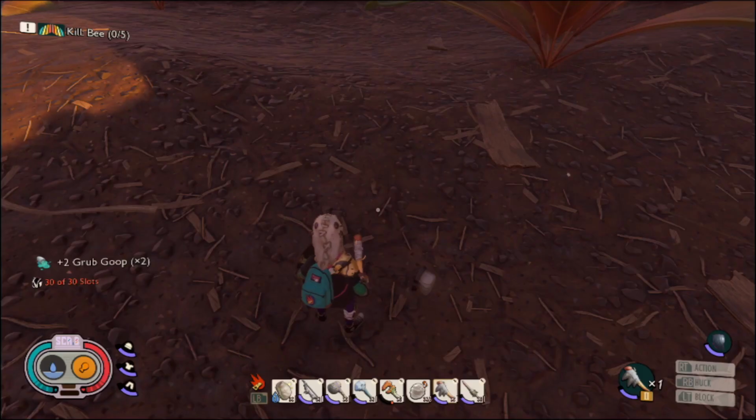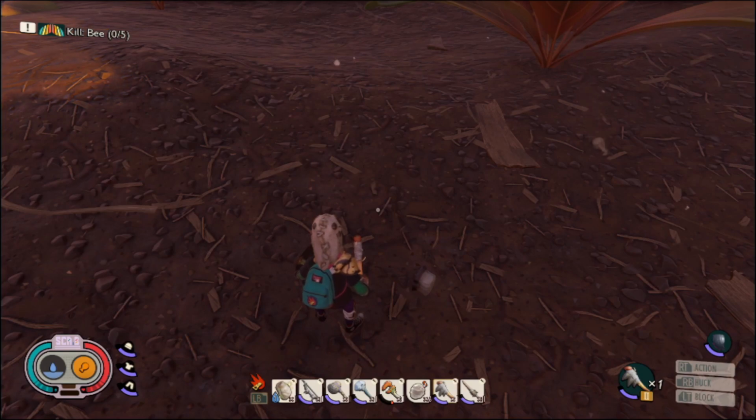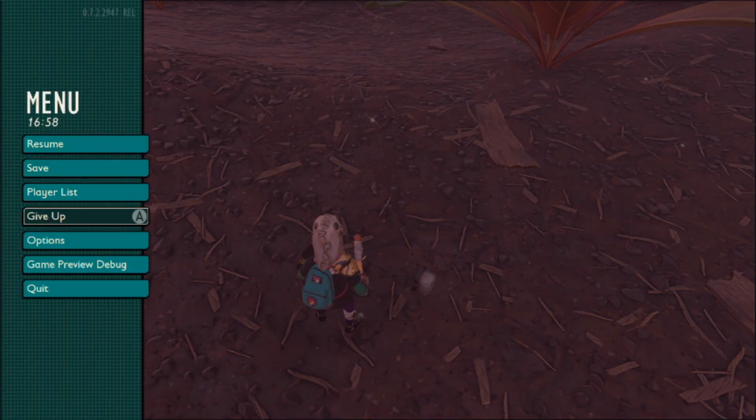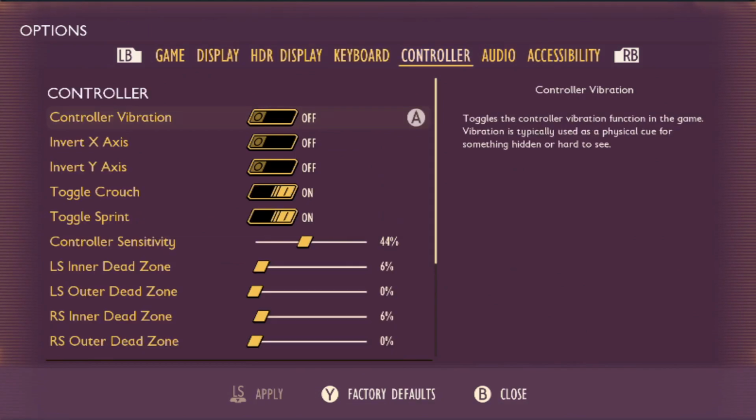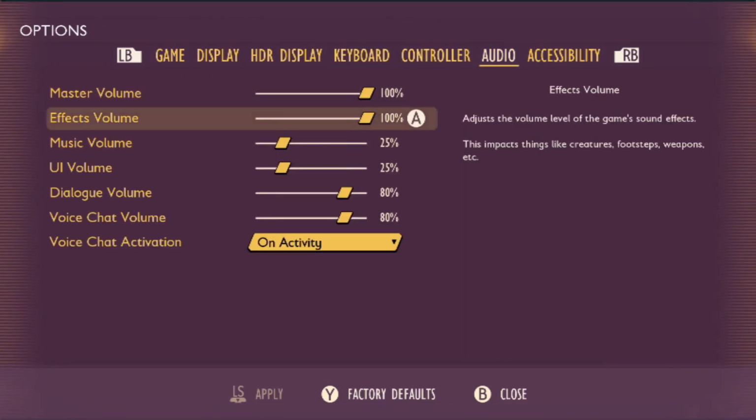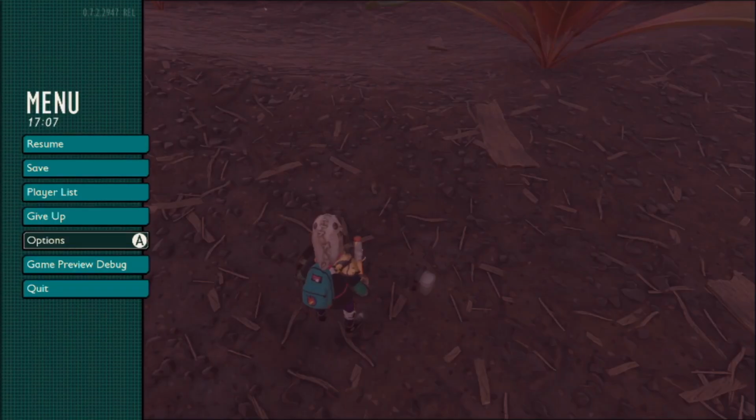Just like that, guys, you can tell the difference between a grub and a larva based on the footstep, just because I put my audio volume, the effect volume, into 100%. You guys can hear the different footstep of them. Like, this boosts the confidence of hearing in the game. I suggest you put the effect volume 100%, so you guys can tell the difference between a larva and a grub, okay?